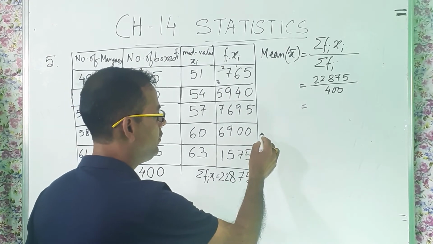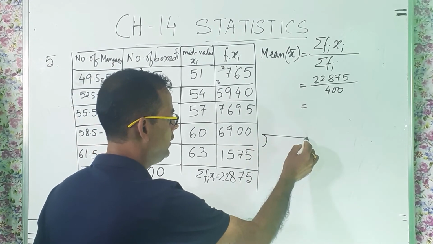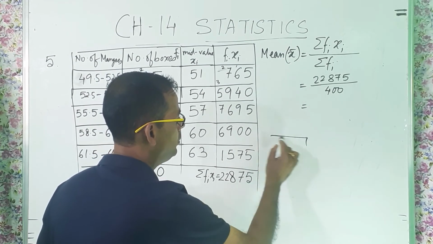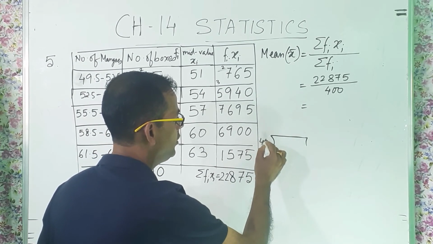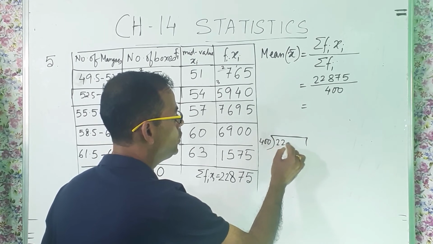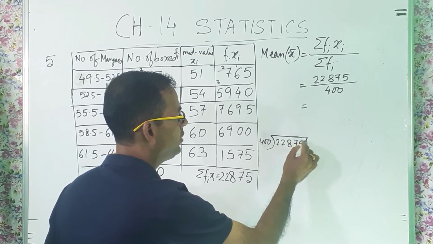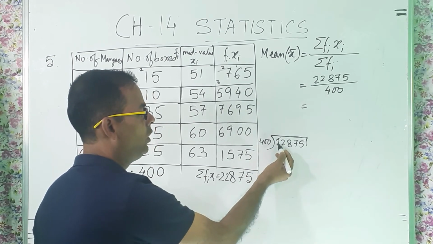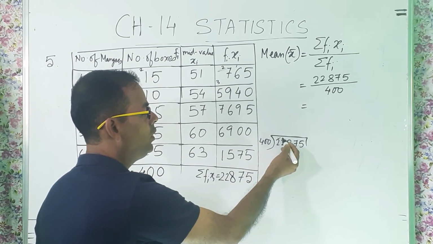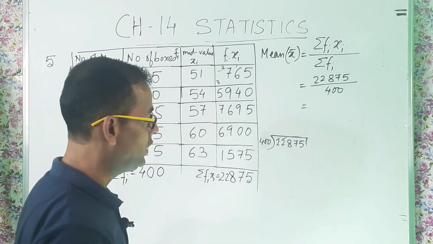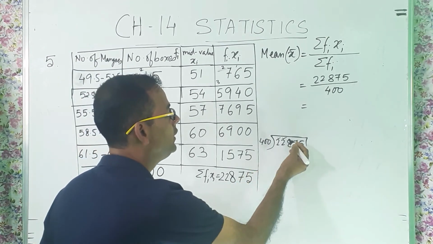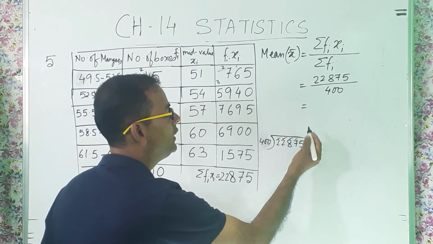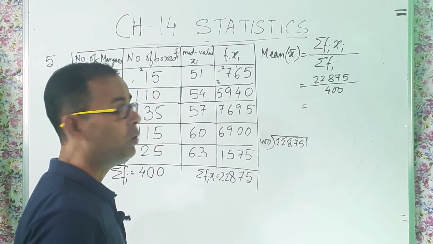So let us divide it. Let me divide here, okay, and we will write here 400, 22875. So, will it go with 2? No, it is small. 2 is small. Now, again we will take 2 digits 22, then also it is small. Then 3 digits 228, that is also small. Now, 4 digits we will take. Okay. Now, it is big.